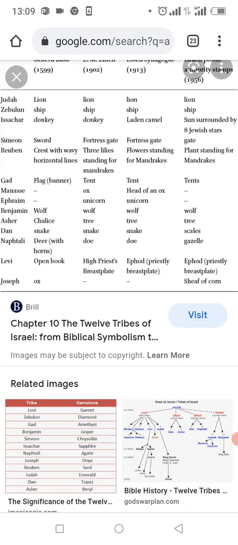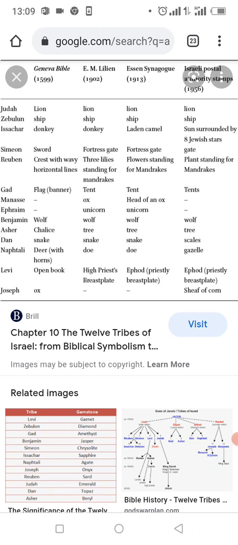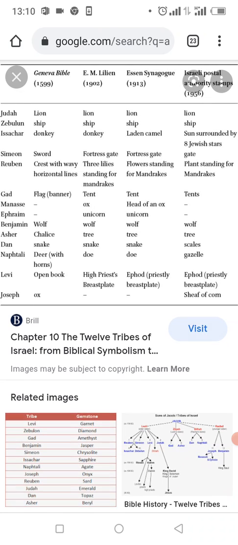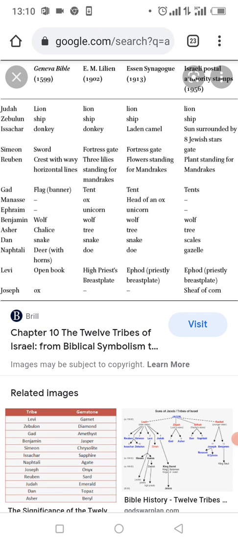So we have Judah, which is the lion, always been the lion. Then we have Zebulon, the sheep. Issachar is a donkey. So it starts from the Geneva Bible, which is from 1599, and this is the original meaning, which I feel is important to know how it was translated and how it was carried forth. So from being a donkey, Issachar became a camel, and Israel Postal Authority stamps put it as a sun surrounded by 8 Jewish stars.